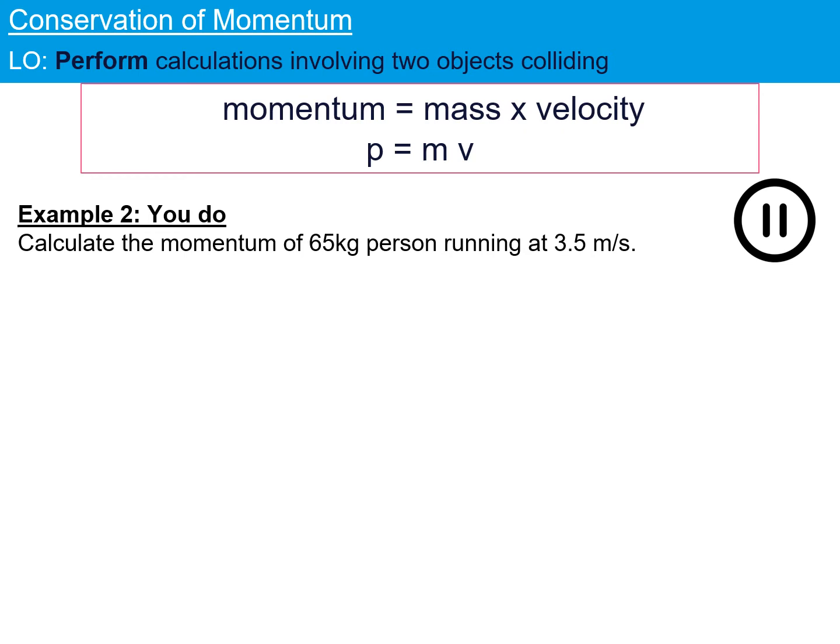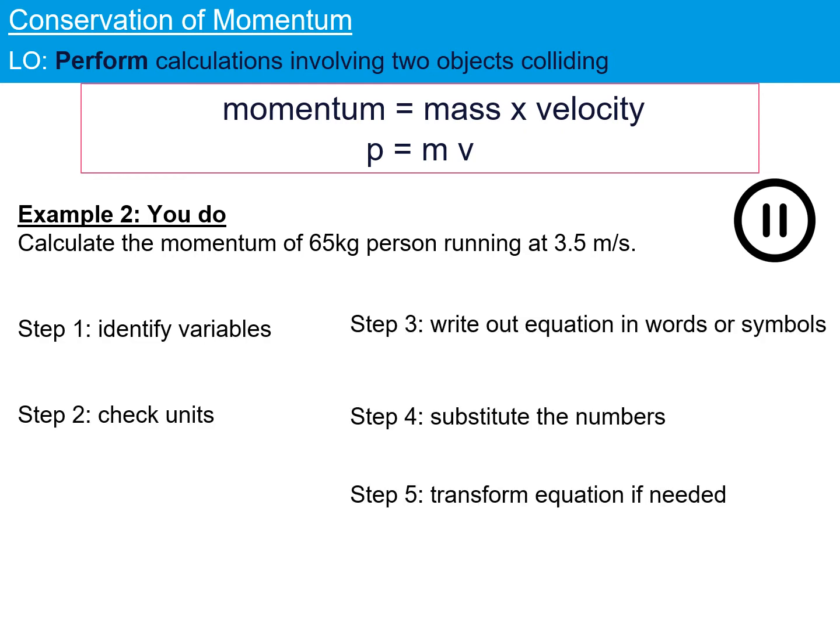So now we're going to look at another example, and you're going to complete this one by yourself. You are going to calculate the momentum of a 65 kilogram person running at 3.5 meters per second. I'm going to put the different steps up that you need, but you are now going to pause the video and perform the calculation by yourself.